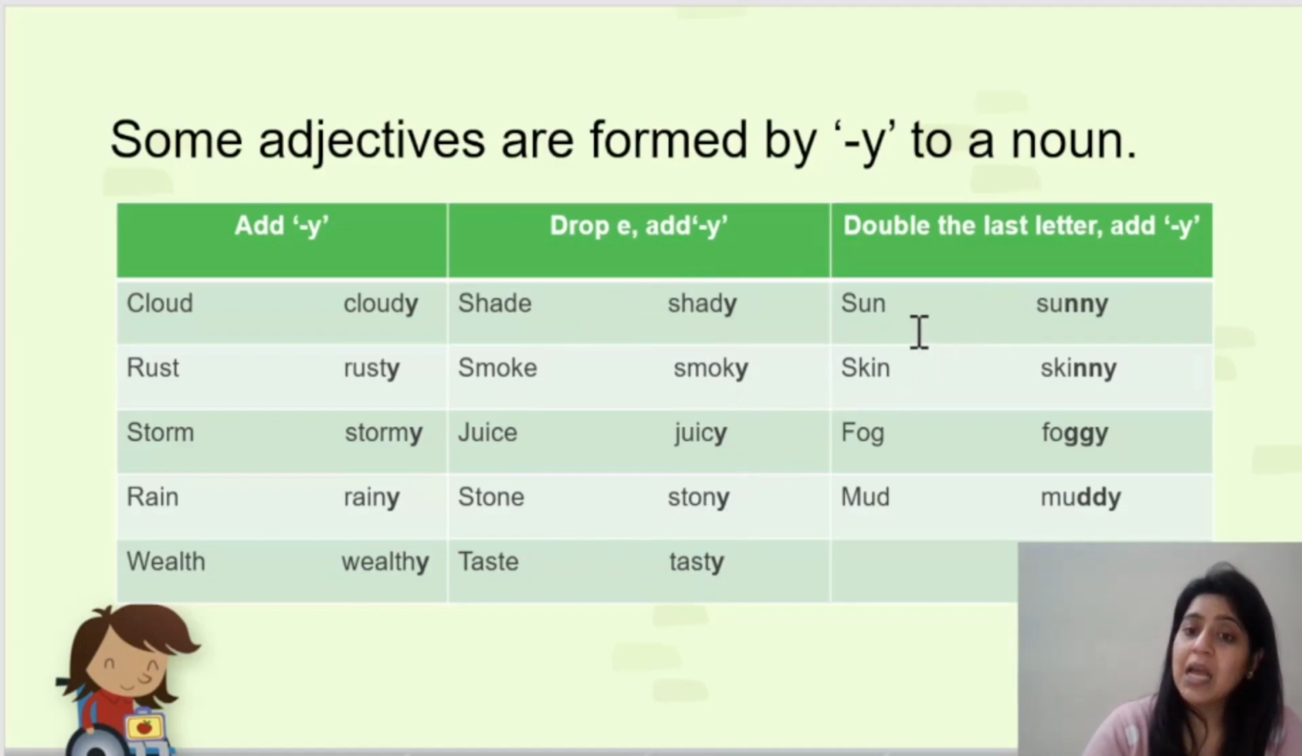Another way is by doubling the last letter of the word and adding Y. Sun becomes sunny, skin becomes skinny, fog becomes foggy, mud becomes muddy. This is how some adjectives are formed.